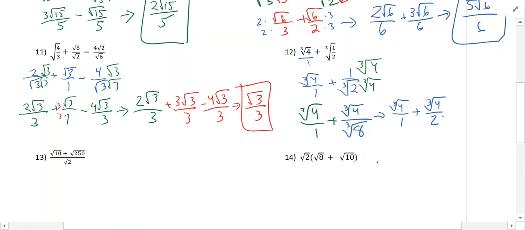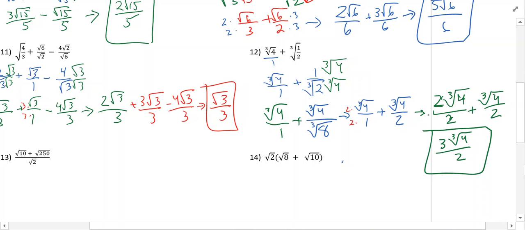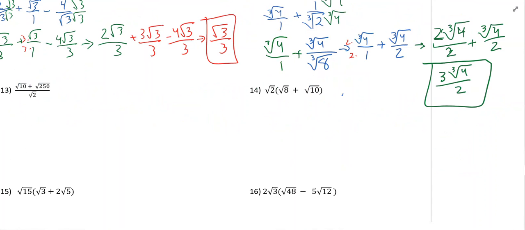All right, so now that I have this, remember to add, I need the common denominator. So I need to multiply 2 to the top and the bottom here to get that common denominator so I can add them together. So when I do that on this side, I'm going to get 2 cube root of 4 over 2 plus the cube root of 4 over 2. So when I add those together, that's going to give me 3 cube root of 4 over 2. Okay, so now let's go to the next one here.